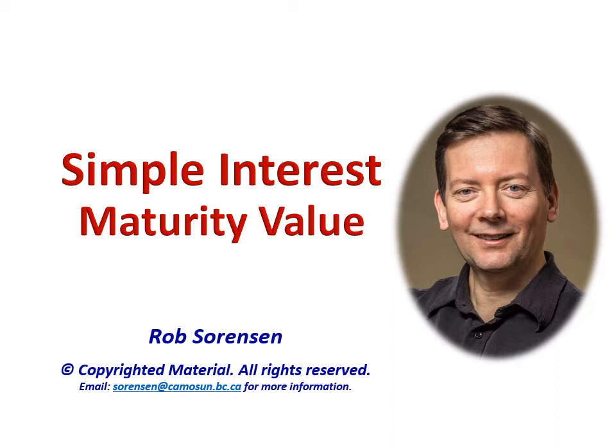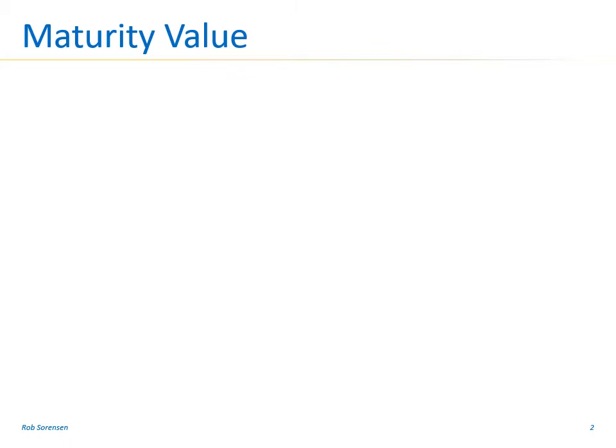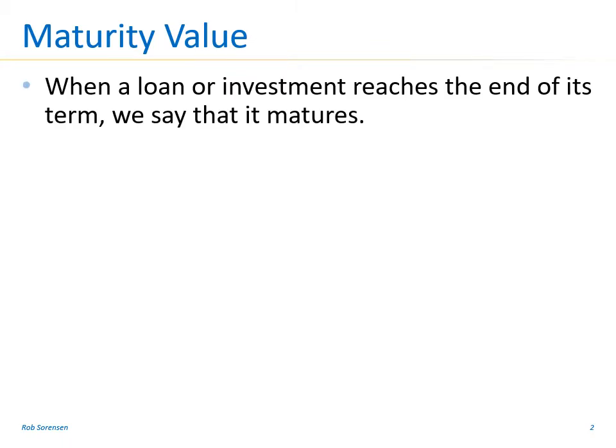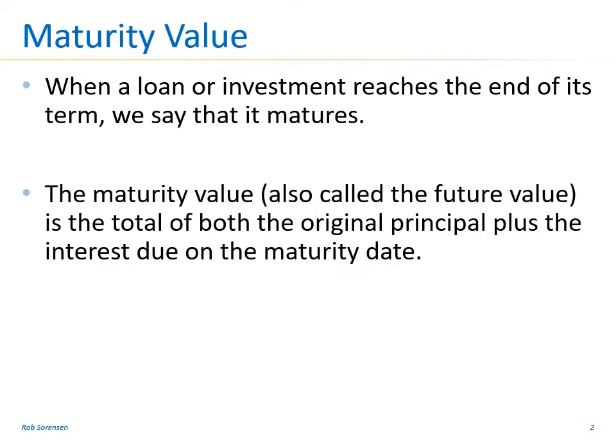Today we're going to talk about maturity value. So let's have a look. When a loan or an investment reaches the end of its term, we say that it matures. So really the maturity value is the total of both the original principal plus any interest due on the maturity date. So we've been calculating interest just by itself. Now we're going to look at maturity value, which is both the interest plus the original principal. We also call that the future value.